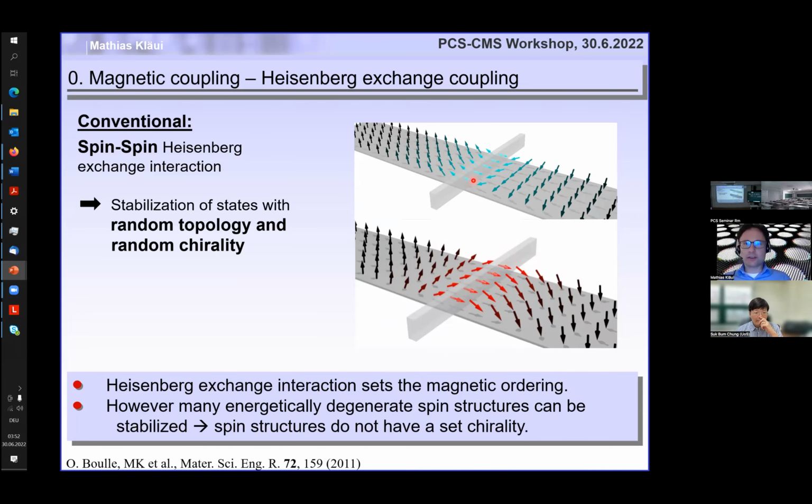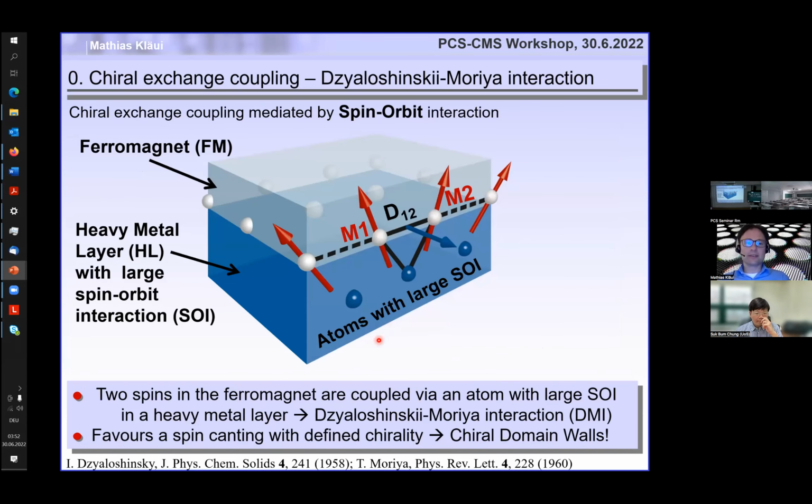Unfortunately, nature actually has something for us in store, and this is the Dzyaloshinski-Moriya interaction. Now, this interaction couples two spins, M1 and M2, not just parallel due to Heisenberg exchange, but additionally, due to the orbit of an atom in a heavy metal layer adjacent to our magnetic material, such as platinum, also a stabilization of the two spins with a 90-degree angle, so cross product. And even better, we not just stabilize a 90-degree angle, but only this and not this. So there's only this and not the other orientation.